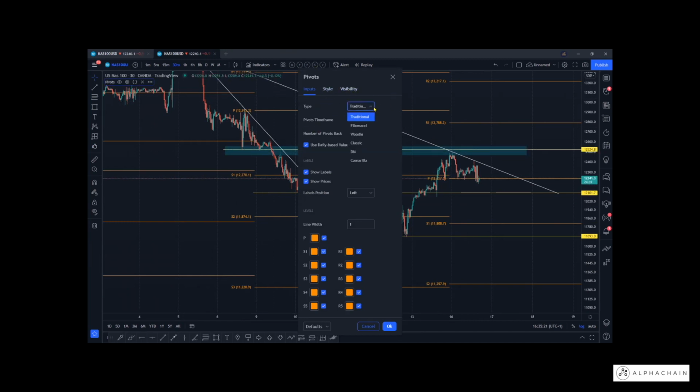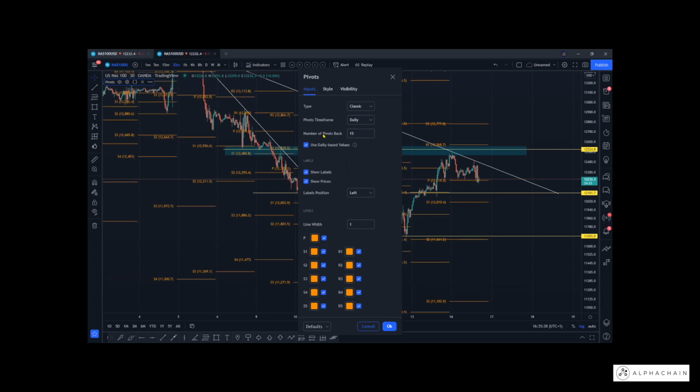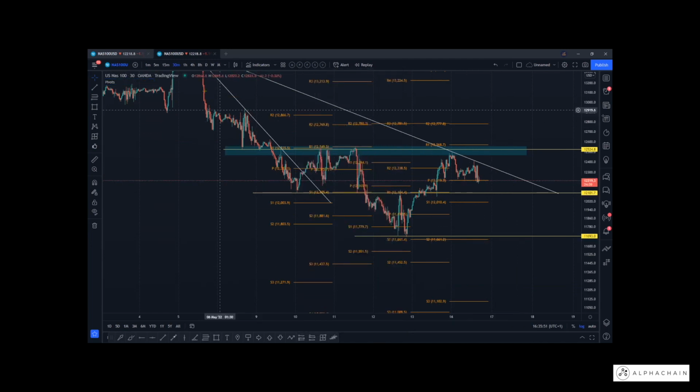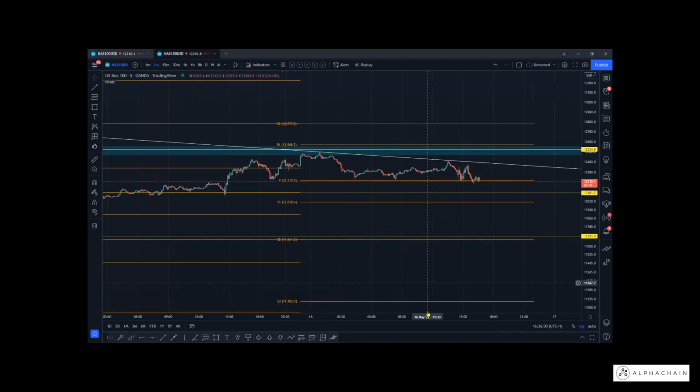Style traditional, I'll probably go with classic. Auto: depending on what time frame you're on, it will make these adjustments. But as I know that I'm only going to be using the daily referencing points, I'll keep it as that. How far back do you want to go? Well, you can go 15, 5, 10 periods, it's up to you. I'll stick with 5. The labels on the left, line width, fine. Colors are up to you. So that's the setting that I'm looking at now. Then I'll go down to the time frame that I am looking to trade. The 5-minute time frame is probably a better view for me.